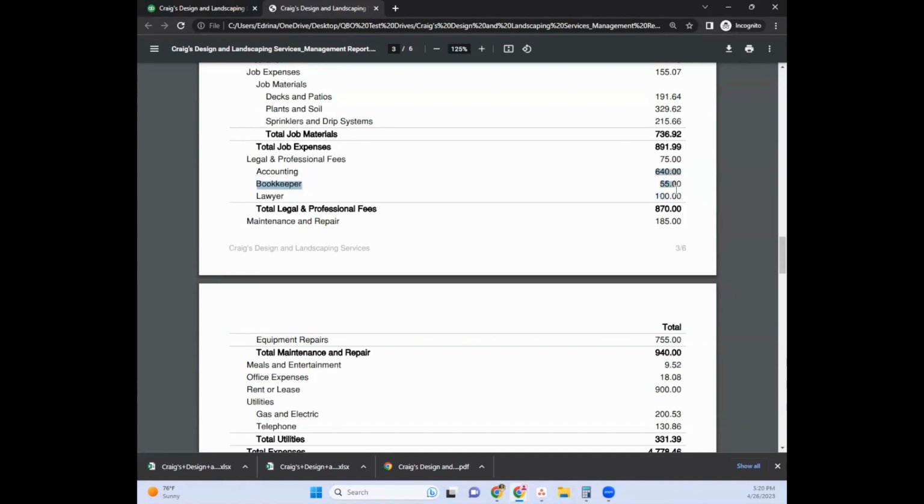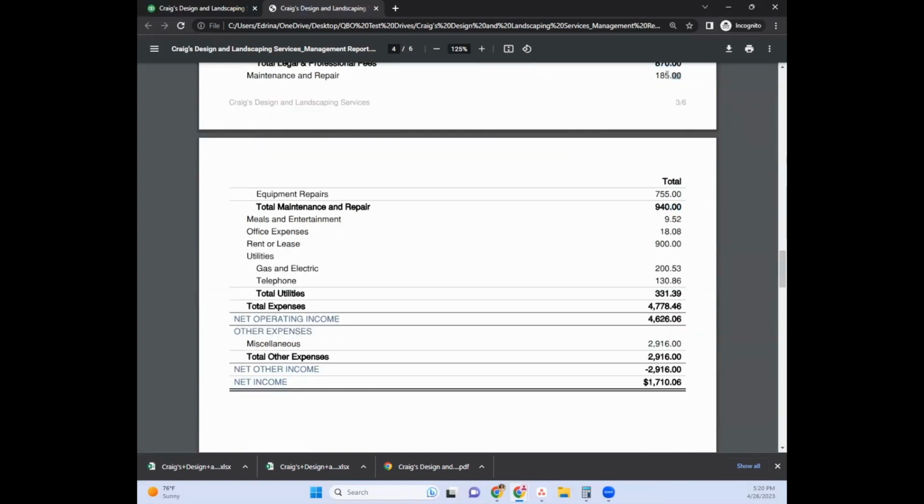Generally speaking, these are accounts that are used for processing 1099 NECs at year end. So it's always nice to see it broken out, so that way you can quickly identify who you need to send these 1099s to. So there's the subtotal for legal and professional fees.